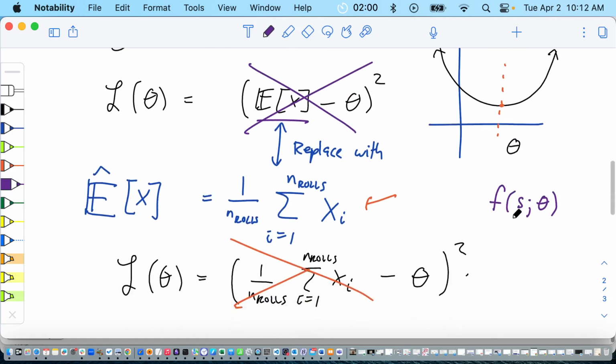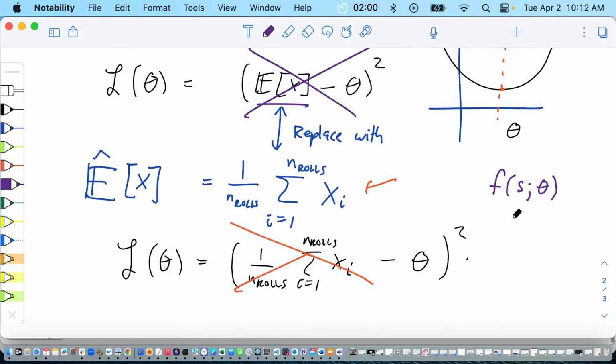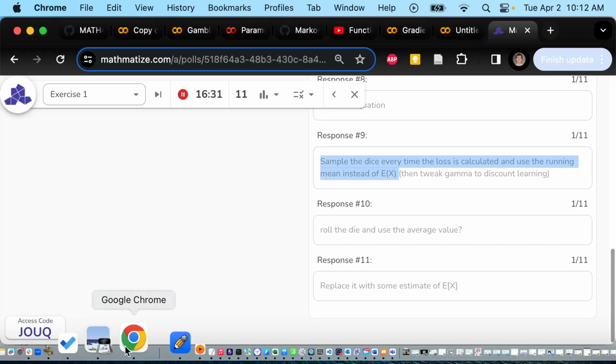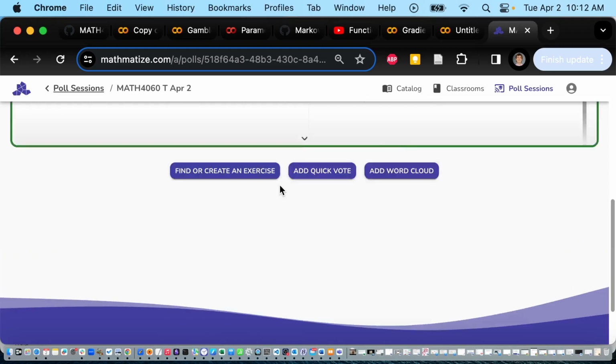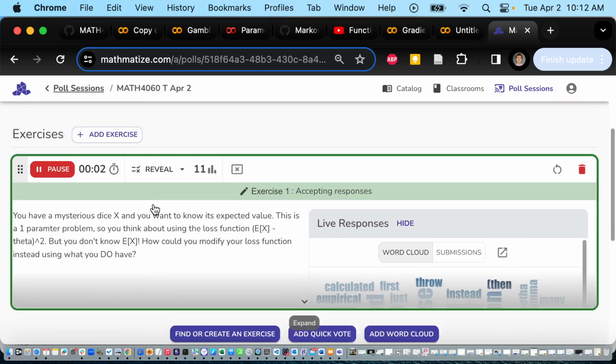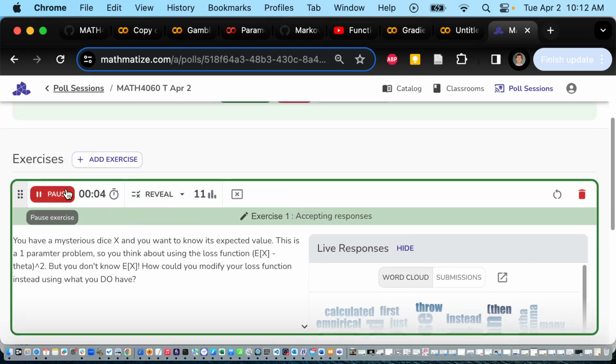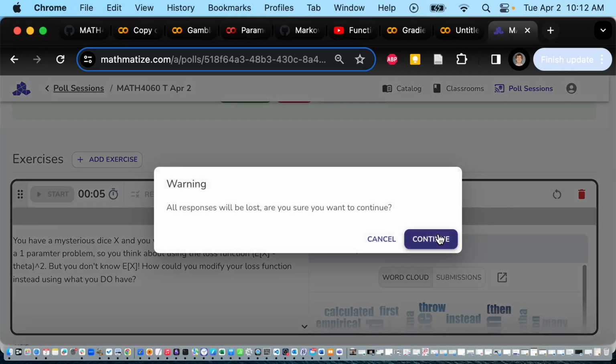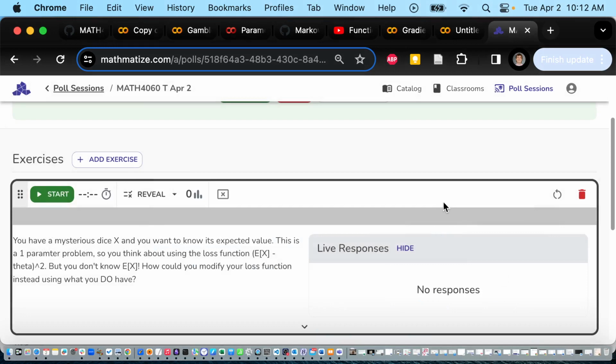So that's why we can't do this thing, and that's why I want you to vote again. Think about how you would take this idea of rolling the dice and incorporate that in the loss function. Let me give you a few minutes to do it again. See if we can come up with some new ideas, especially for the people who just got here. Let me pause this and restart. Okay, discuss.